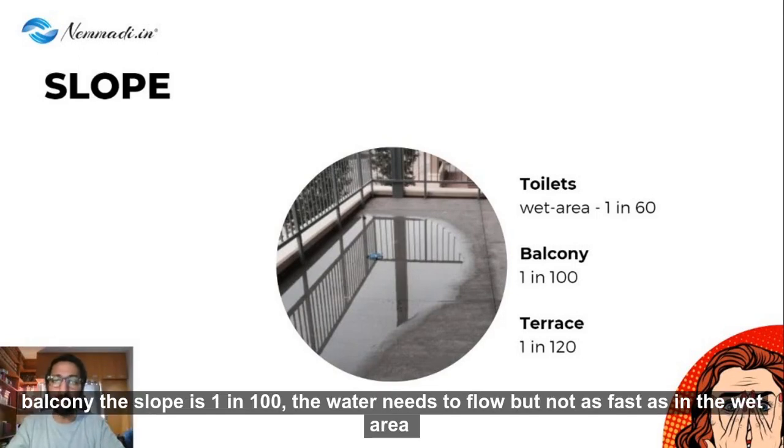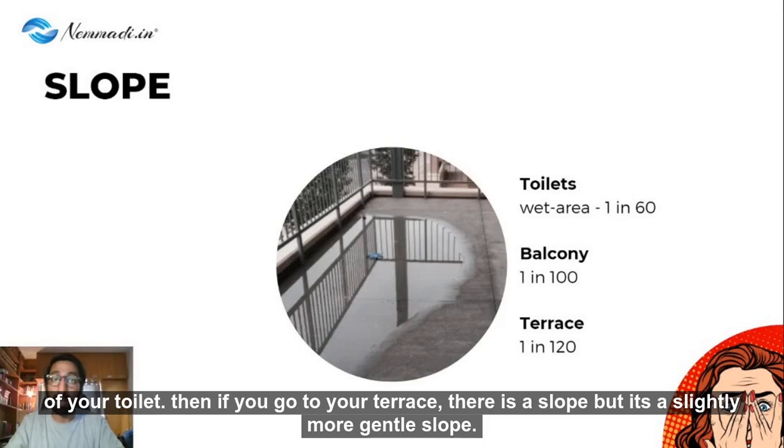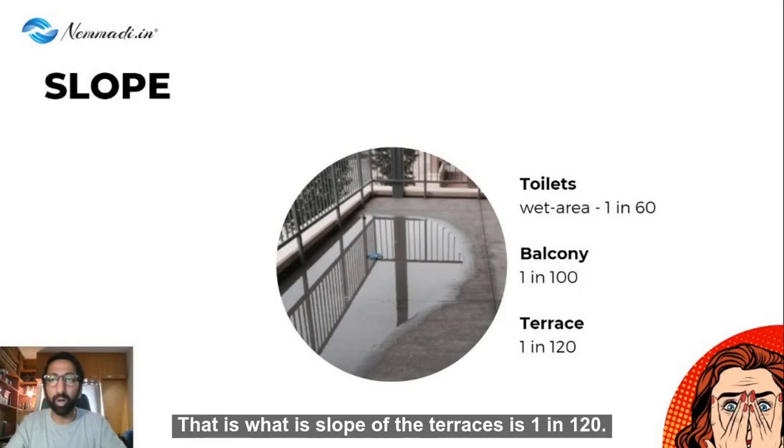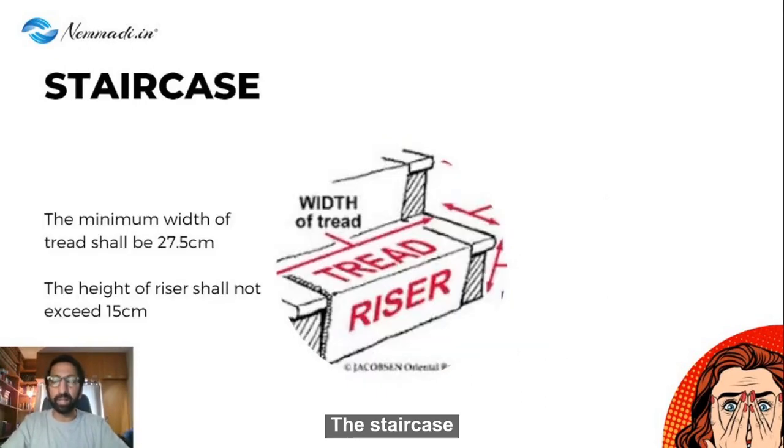Then on the balcony, the slope is 1 in 100, right? So the water needs to flow, but not as fast as in the wet area of your toilets. Then if you go to the terrace, there is a slope, but it's a slightly more gentle slope, right? So that is what the slope on the terrace is, 1 in 120. Let's go to the next point, the staircase.